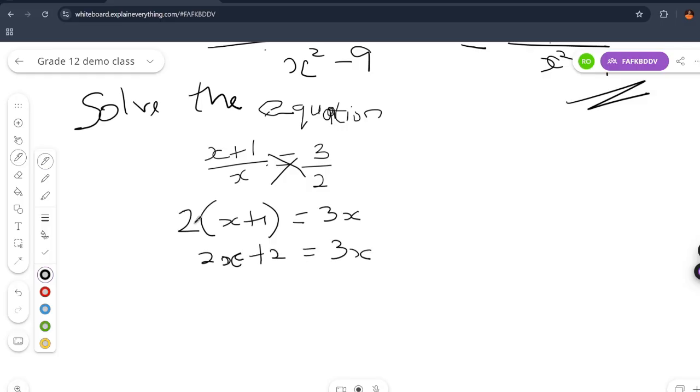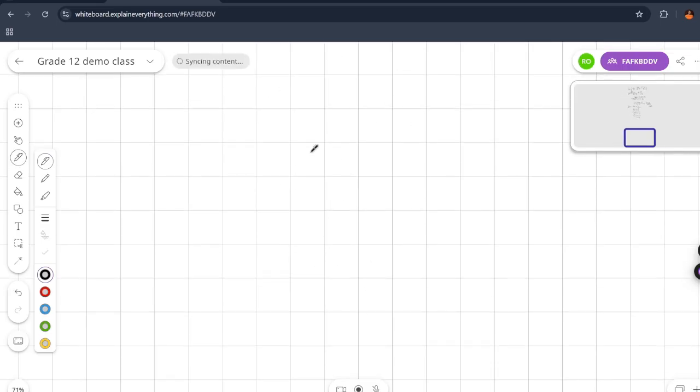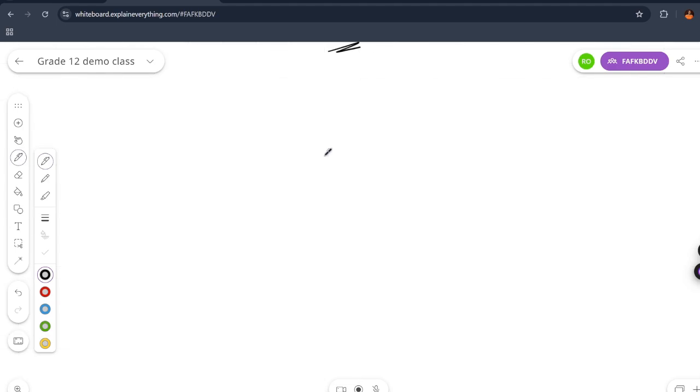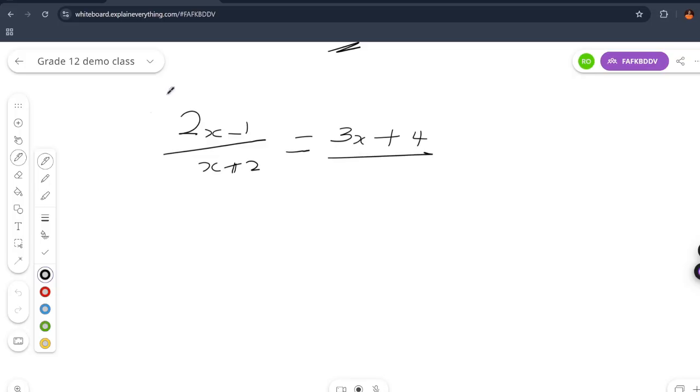Then we collect the like terms. So that means 3x minus 2x is equal to 2, and it means x equals 2. This has been simplified. Now you will try this one. You will try this before I give you the solution. Solve 2x minus 1 over x plus 2 equals 3x plus 4 over x minus 1.